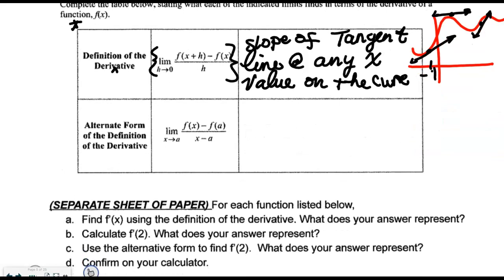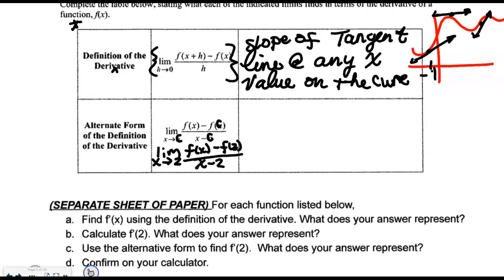The alternative form, in our notes yesterday, I think we used a c for constant, but just so you know, that c is a number. So it'd be like the limit as x approaches 2 of f of x minus f of 2 over x minus 2.